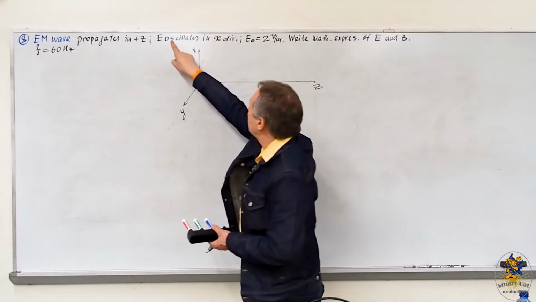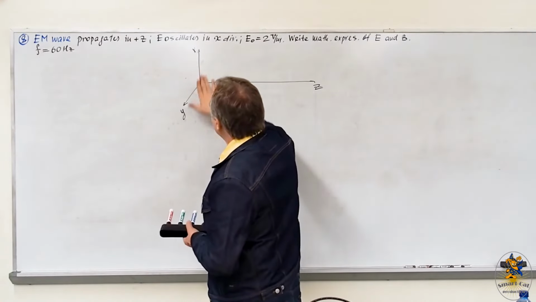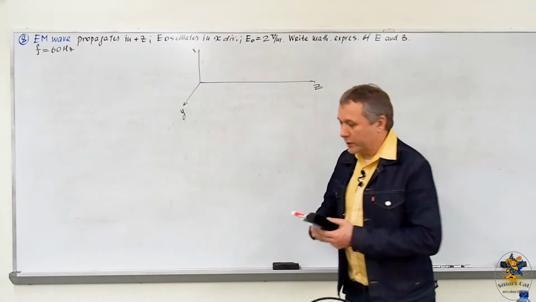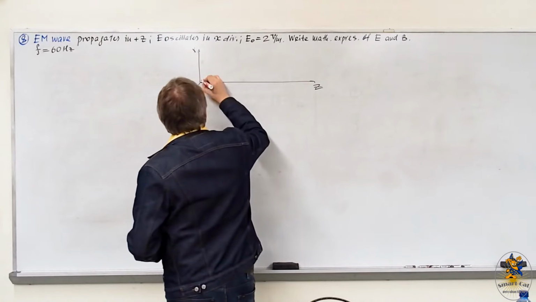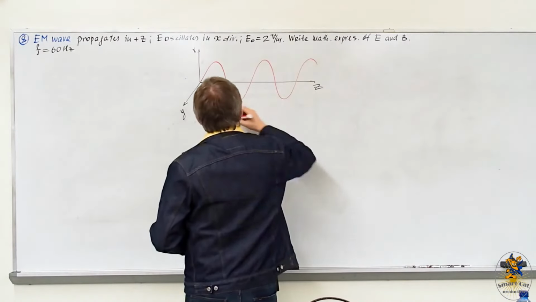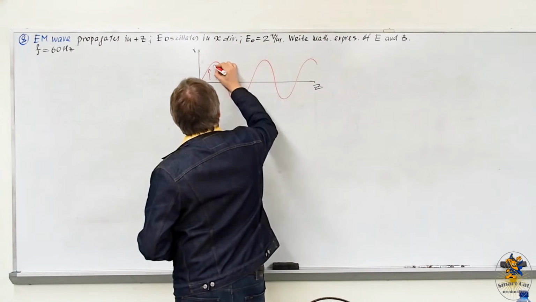So the electric field oscillates in the x direction. So the electric field oscillates up and down. Let me draw it. And it's a sine function, so let me use a sine function. It will be something like this. So that's the electric field.